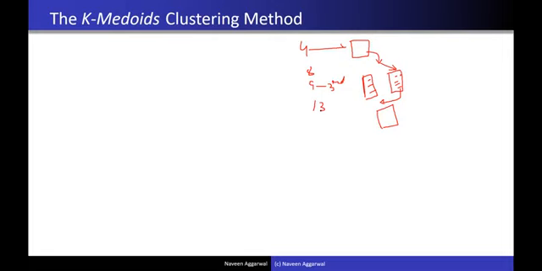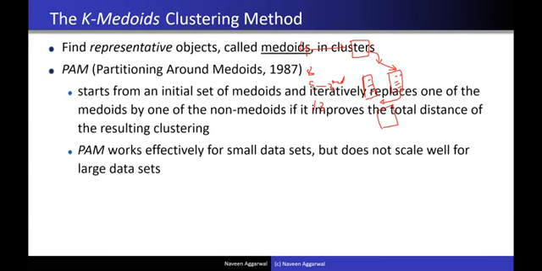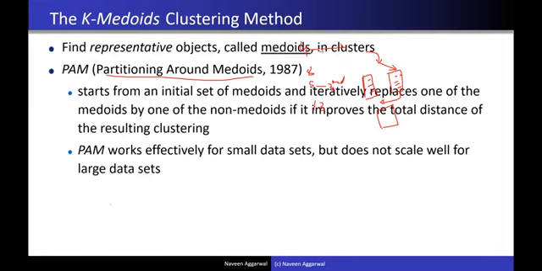So let's move on to another variation that is called the k-medoids clustering, which is also known as partitioning around medoids. Here, rather than using the mean value, we pick the median value. So rather than starting with the initial k values, we start with the initial set of median values, and that's why it is called partitioning around medoids.